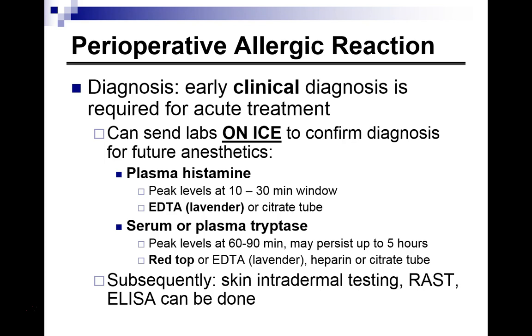serum or plasma tryptase. The histamine peak levels occur in a very narrow window of only about 10 to 30 minutes after the event begins, and this should be drawn in an EDTA lavender tube or else a citrate tube. Tryptase levels peak at the 60 to 90 minute mark and may persist for up to 5 hours. This should be drawn and placed into a red top tube or an EDTA lavender tube or else any heparin or citrate tube. Again, these should be sent on ice to the lab.